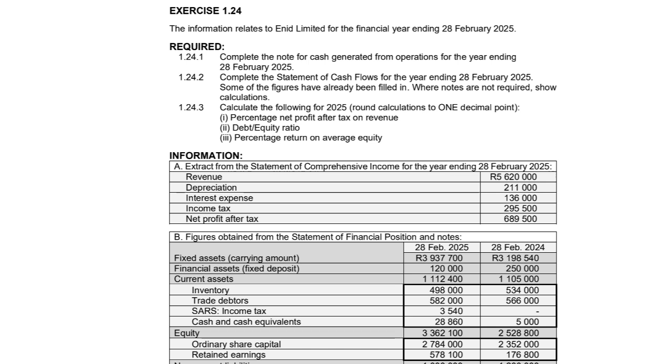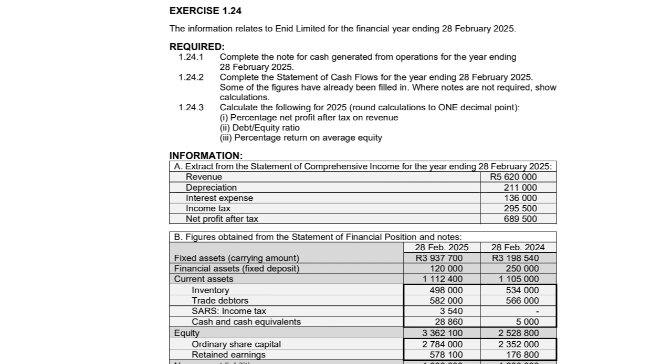Some of the figures have already been filled in. Where notes are not required, show calculations. 1.24.3. Calculate the following for 2025. Round calculation to 1 decimal point. The percentage net profit after tax on revenue, the debt equity ratio, and the percentage return on average equity.